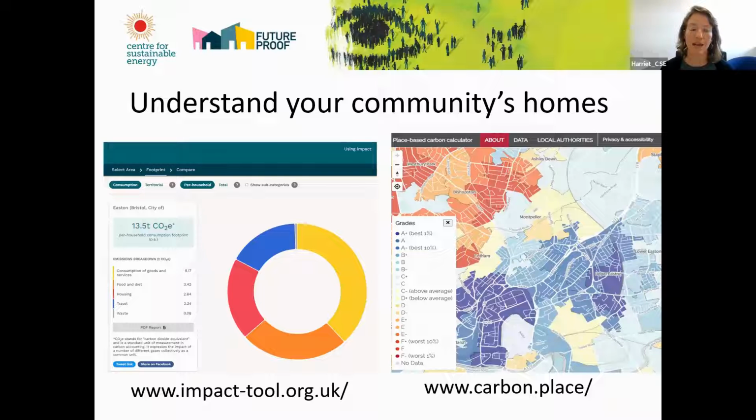Or you might also be able to get information in terms of how the income varies across your community. And maybe you want to focus efforts on the lower income areas where you can tell them about some of the funding opportunities available to support lower income households. So it's just a way of understanding your community more and shaping the kind of engagement activities that you might take part in.